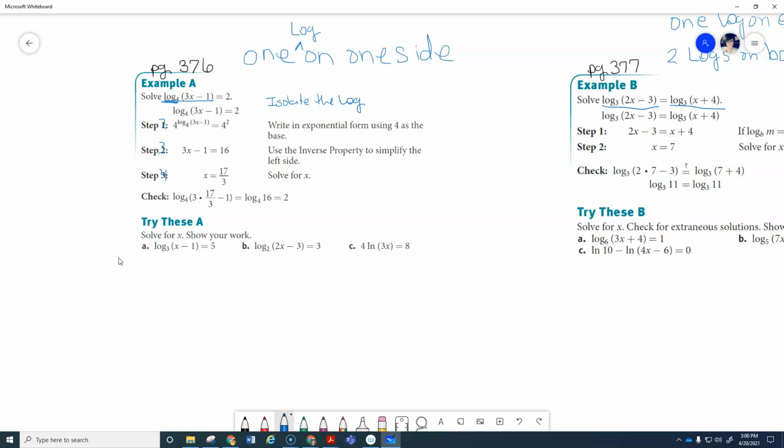Now, most of the time we don't have to. This one, the log is isolated. In other words, there's nothing on the left-hand side of the equal sign but log base 4 of 3x minus 1. But notice on this one right here, the log is not isolated because it's being multiplied by a 4. So before you start this process of getting rid of your log, you have to get rid of the 4 first. So step number 1 should be isolate the log.